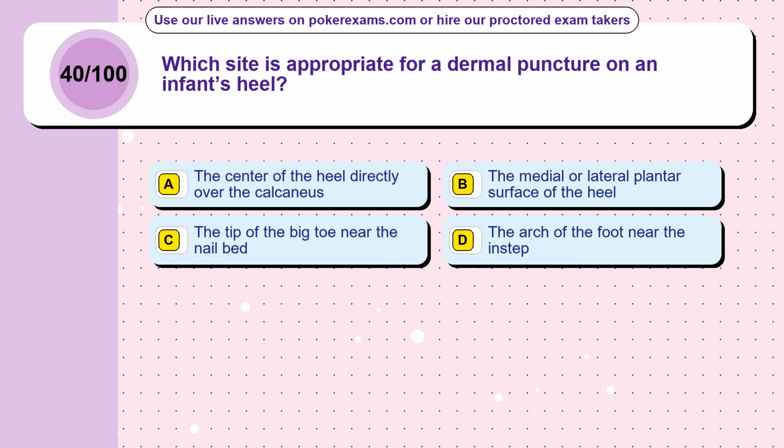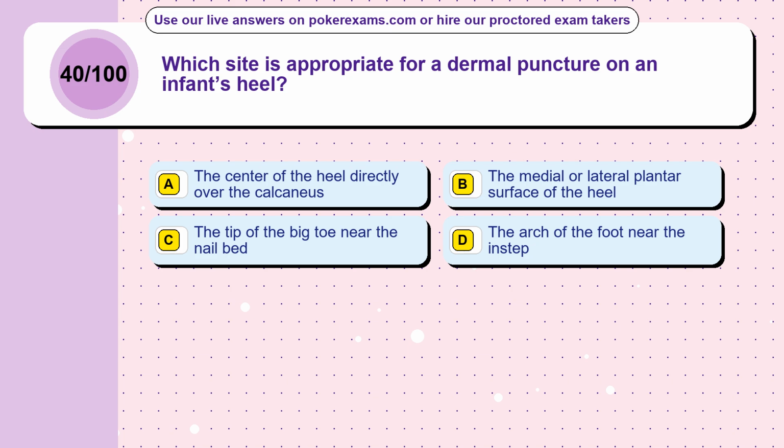Question 40. Which site is appropriate for a dermal puncture on an infant's heel? Option A, the center of the heel directly over the calcaneus. Option B, the medial or lateral plantar surface of the heel. Option C, the tip of the big toe near the nail bed.